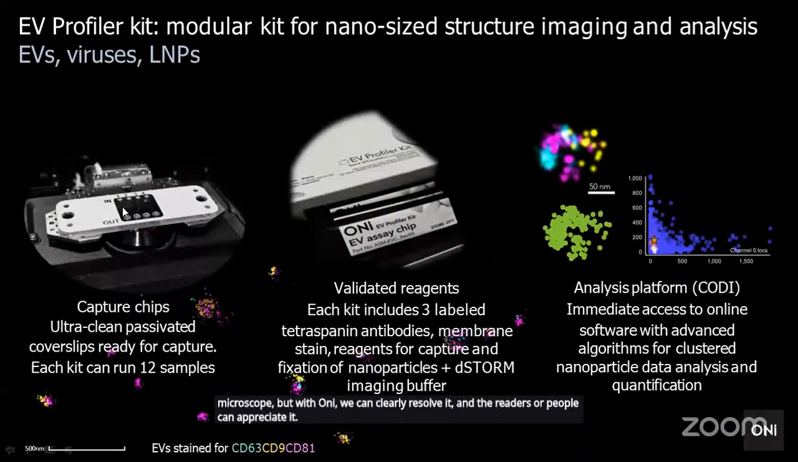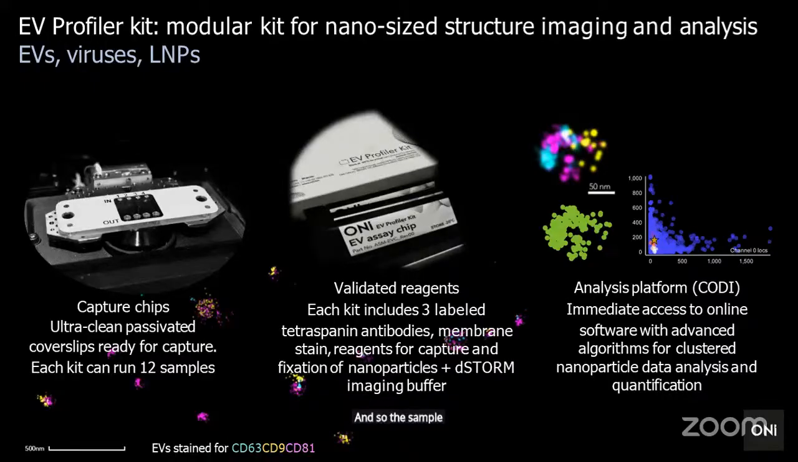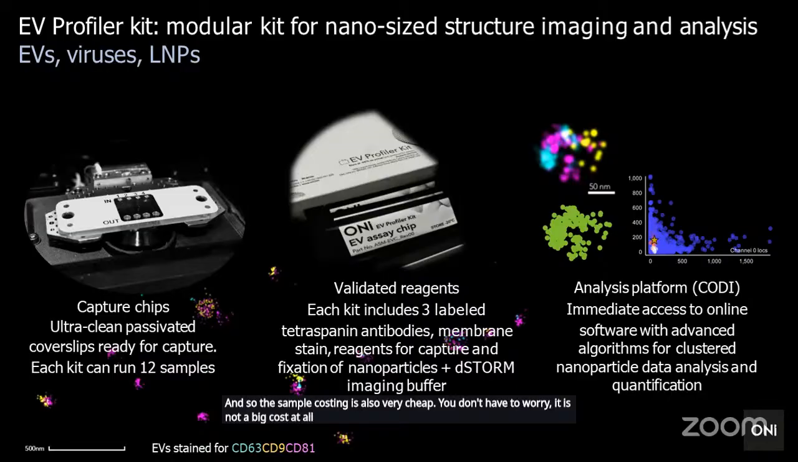As I told, there are some kits. So how is it made available? These are the chips that we give. We give you 3 chips per kit, so 12 samples can be run. The sample costing is also very cheap. You don't have to worry. It is not a big cost at all. It is a very small cost.